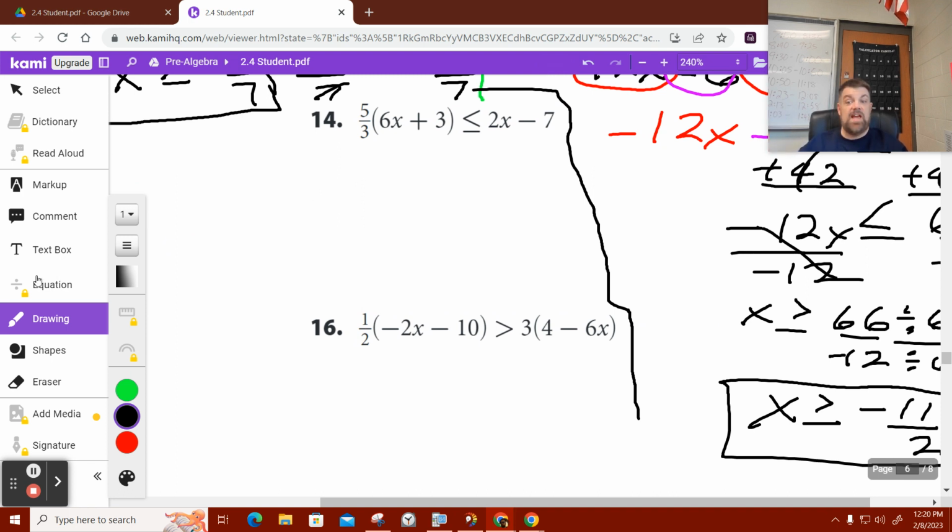You got this one. I know it looks hard because it has a fraction, but I'm going to help you, okay? We're on 14. The fraction is not fun, yes? It's not fun at all.